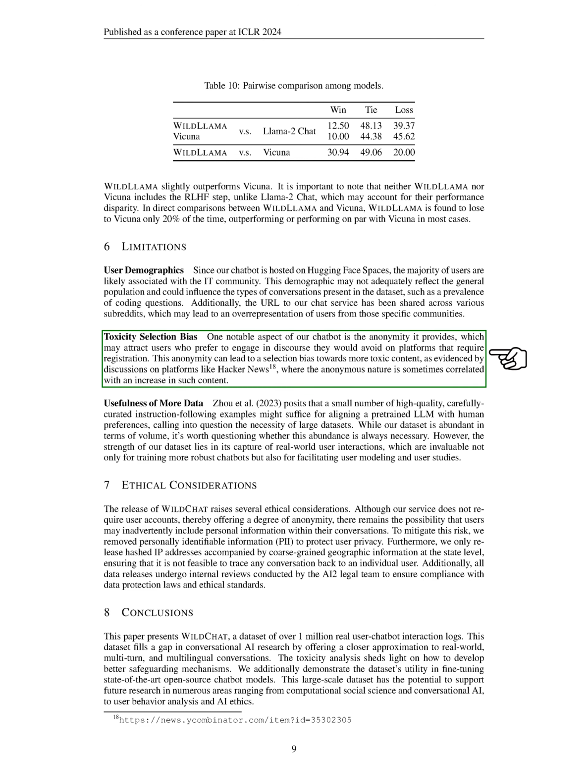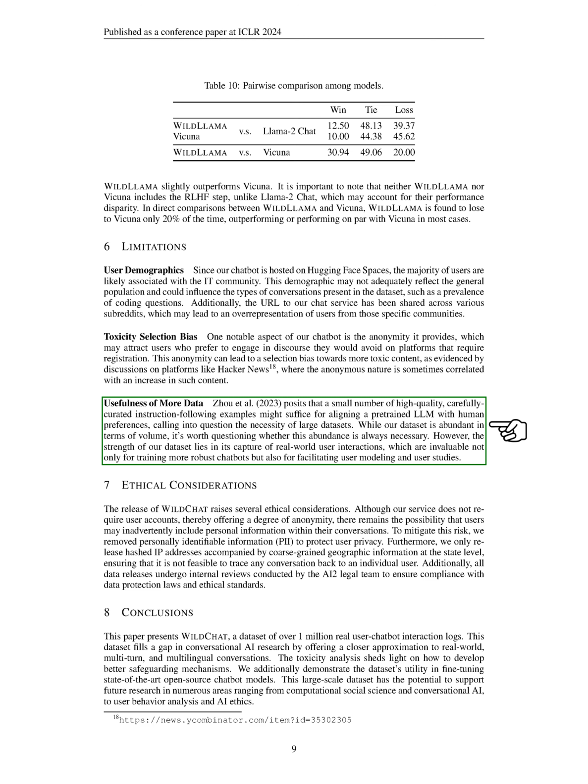Section: Usefulness of more data. In this section, we discuss the usefulness of having more data. We suggest that even a small set of high-quality examples could be enough to align a pre-trained language model with human preferences, which challenges the idea that large datasets are always necessary. Although our dataset is large, we question whether such abundance is always essential.